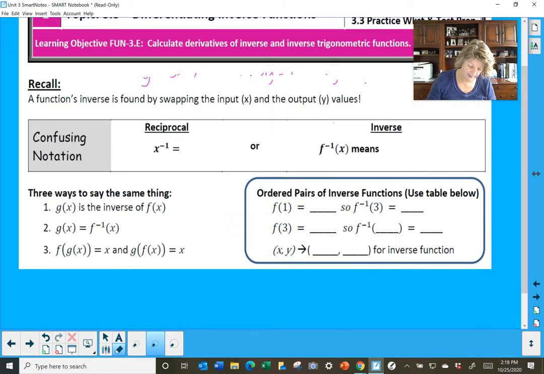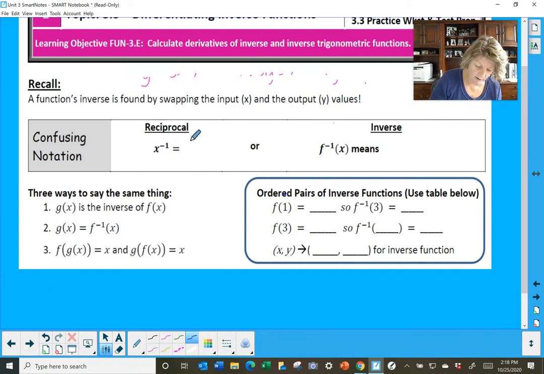Yeah, there is some confusing notation on here. Reciprocal, x to the negative 1 really means 1 over x. f to the negative 1 of x means the inverse function of f, of the original f of x.